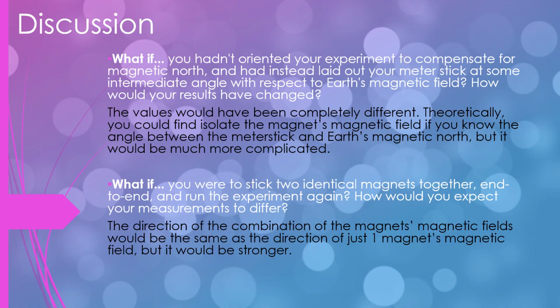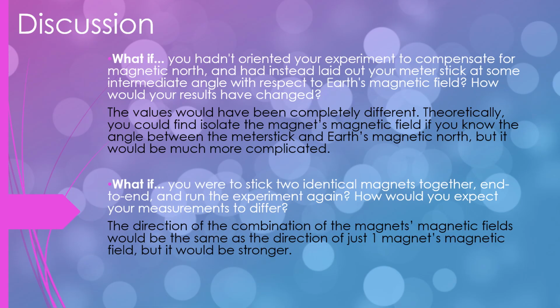What if you hadn't oriented your experiment to compensate for magnetic north and had instead laid out your meter stick at some intermediate angle with respect to Earth's magnetic field? How would your values have changed? I think that the values would have been completely different. However, I think you could theoretically isolate the magnet's magnetic field if you know the angle between the meter stick and Earth's magnetic north, but it would be much more complicated.